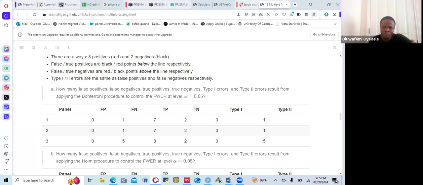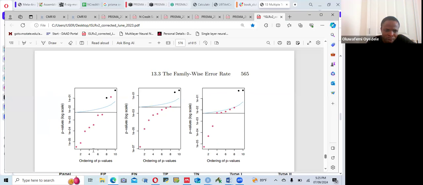So how many true positives? For panel one, we have seven true positives. For panel two, we also have seven true positives. So how can we find those seven true positives?